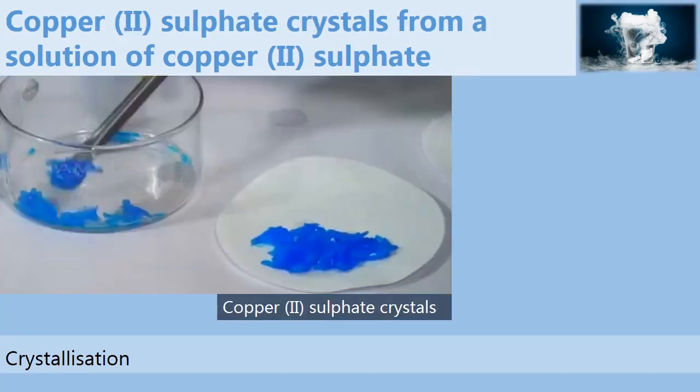This picture here shows us an example of copper 2 sulfate crystals that have been obtained using crystallization process.